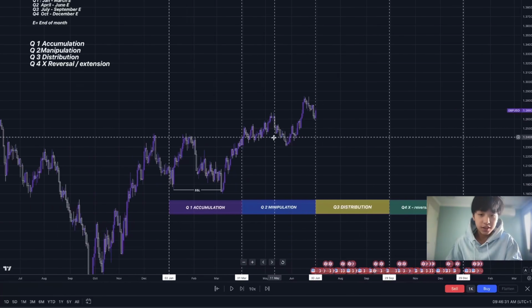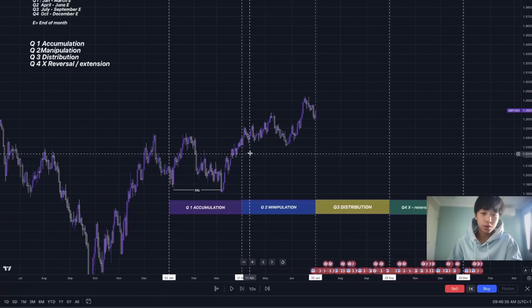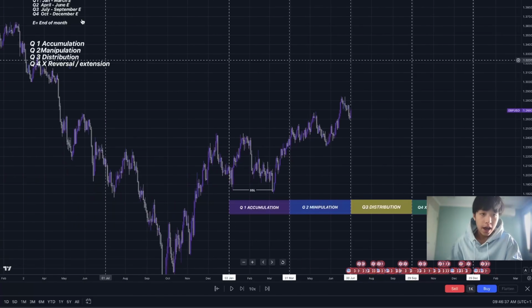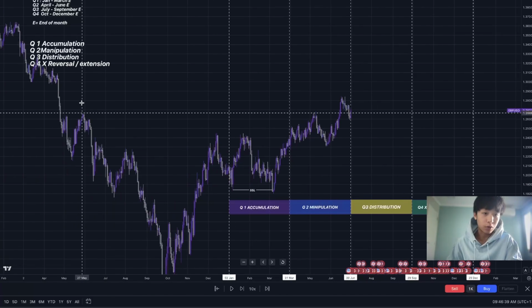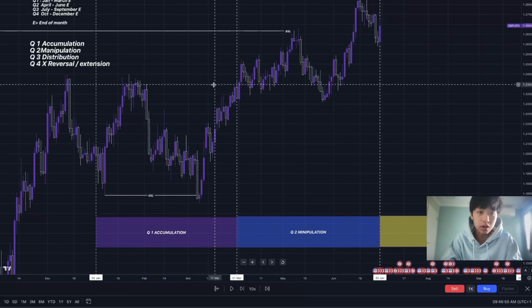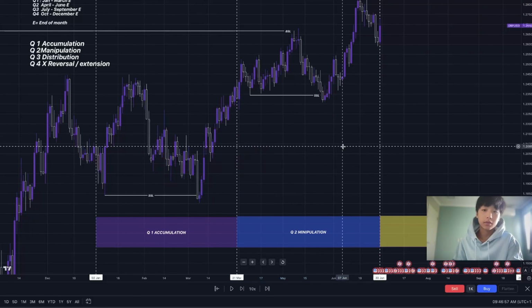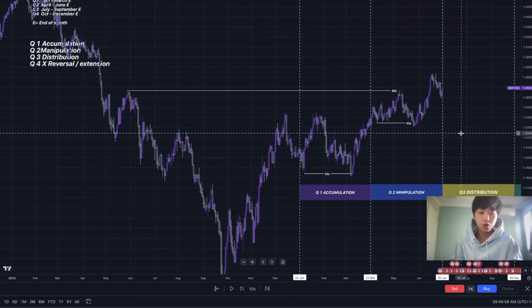So yeah, this is how quarter 2 played out, known as the manipulation quarter. You see price comes a bit higher and it takes out this level of buy side liquidity. Straight after it takes out that level of buy side liquidity, it then once again takes out this level of sell side liquidity and then continues higher.